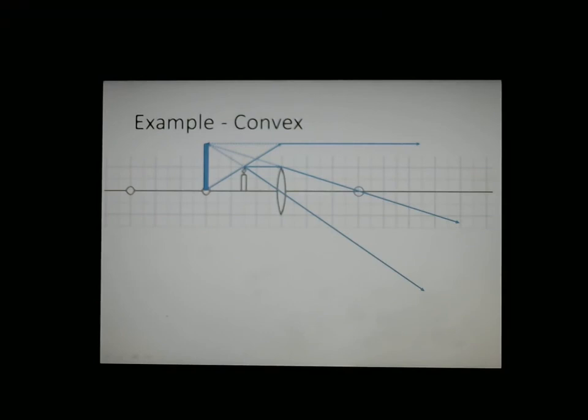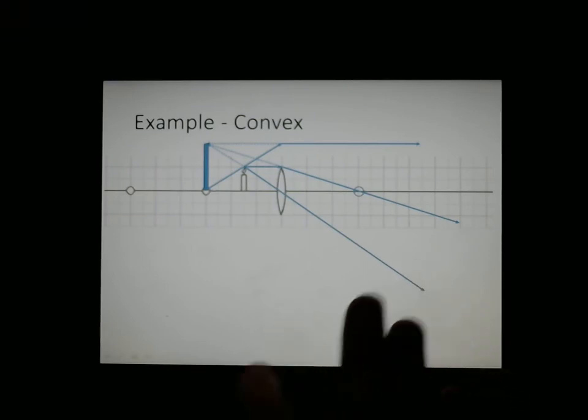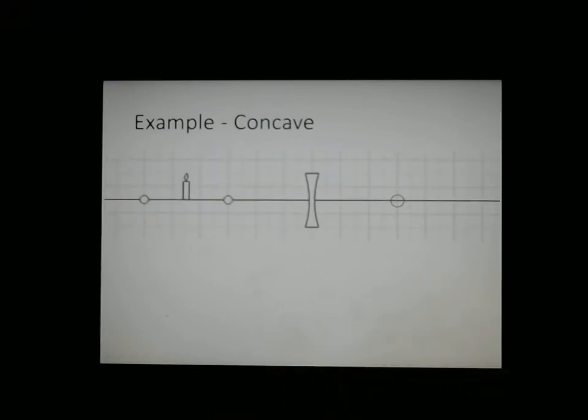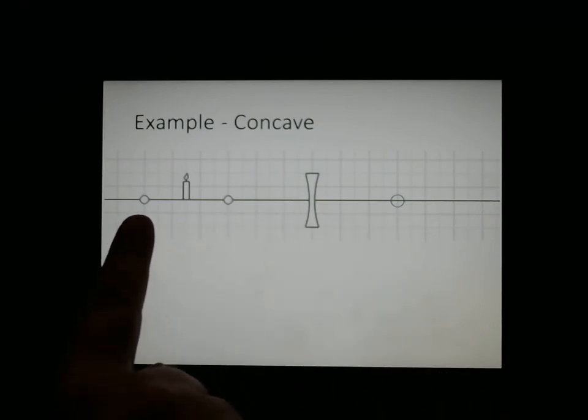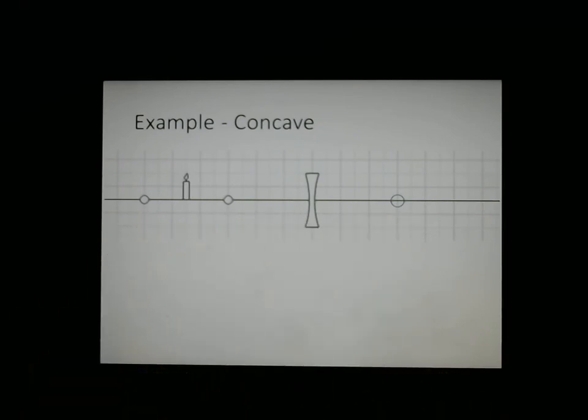Okay, and we'll get to summarizing this language on a later slide, so don't worry if you're trying to furiously write them down. Let's have a look at a concave lens. Now, concave lenses, doesn't matter where you do it, they will always do the same type of image. So I am just doing one on this. Same thing, I've got my focal lengths and my radius of curvature.